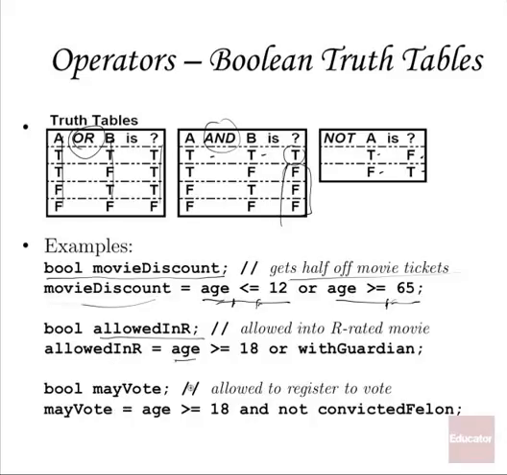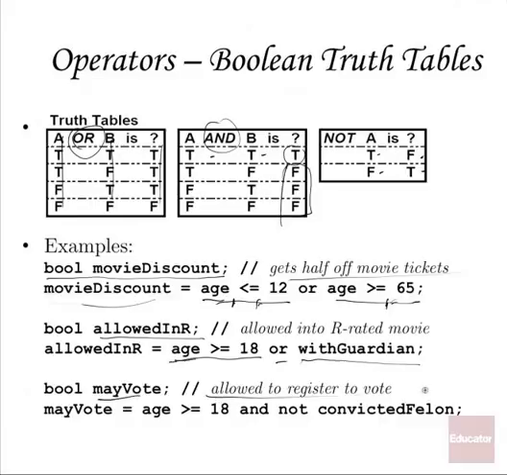In the same vein, we have allowed in an R-rated movie. Get the person's age. If that person is greater than or equal to 18, or we have another Boolean variable which is declared and operated on somewhere else, he's with the guardian. If he's with his legal guardian, then okay, if it's okay with him to bring him into the R-rated movie, then bring him on in. So if he's greater than or equal to 18, or with a legal guardian, then they can come in and see the R-rated movie.